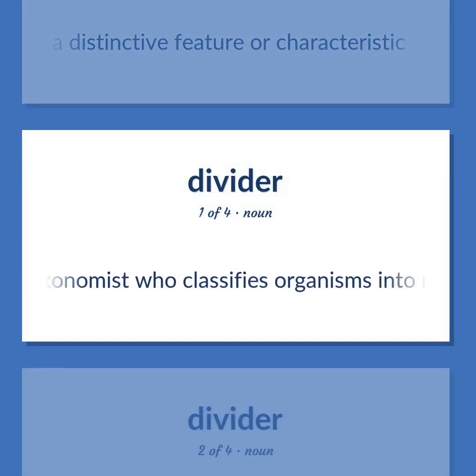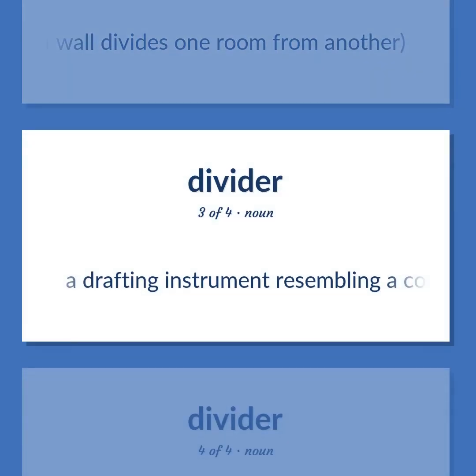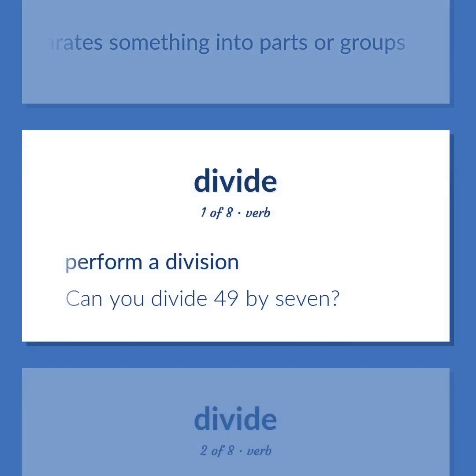A taxonomist who classifies organisms into many groups on the basis of relatively minor characteristics. A vertical structure that divides or separates, as a wall divides one room from another. A drafting instrument resembling a compass that is used for dividing lines into equal segments or for transferring measurements. A person who separates something into parts or groups. Perform a division. Can you divide 49 by 7?